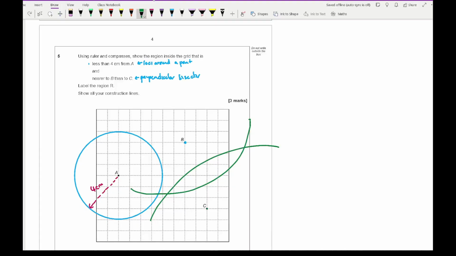Now I can see that those two arcs aren't going to intersect, so let me just do that a little bit better. So for example, let's say it's like that, and then what you should notice is you should have 2 intersection points of the 2 arcs. So here I've got an intersection point here and an intersection point there. Then with a ruler, with a straight line, I join those 2 points up. So if I just do that, and then what I want to do is extend it so it goes through the circle.